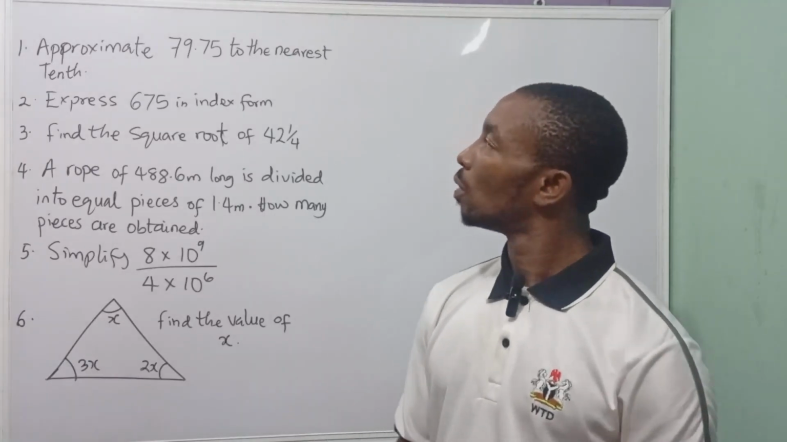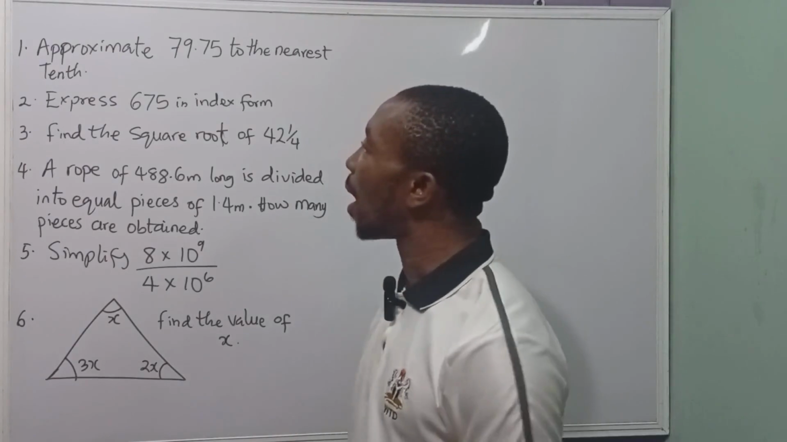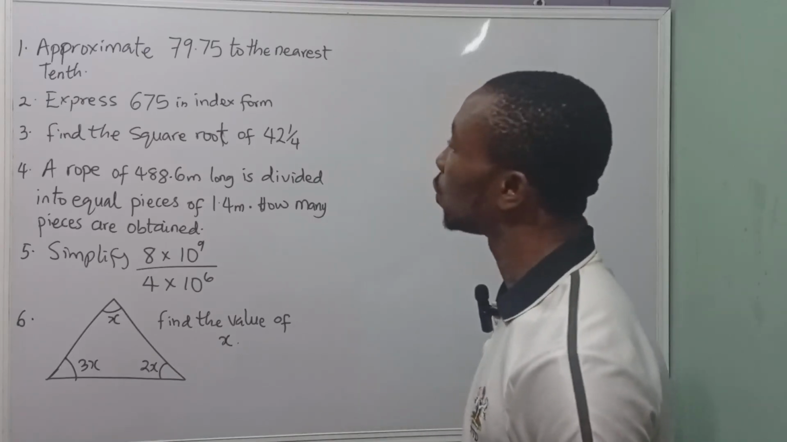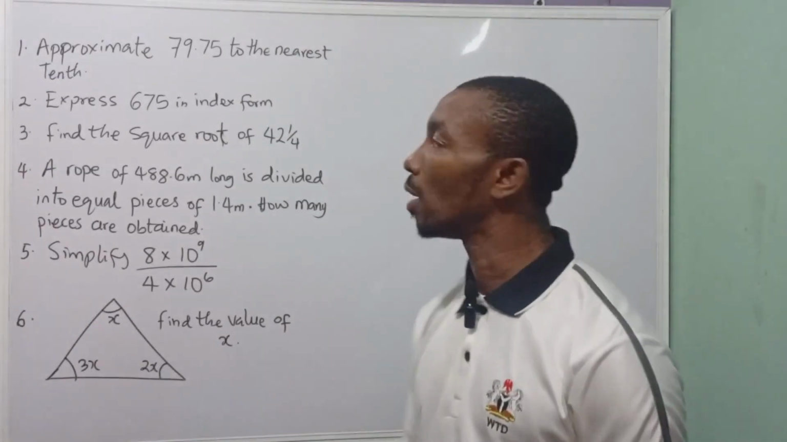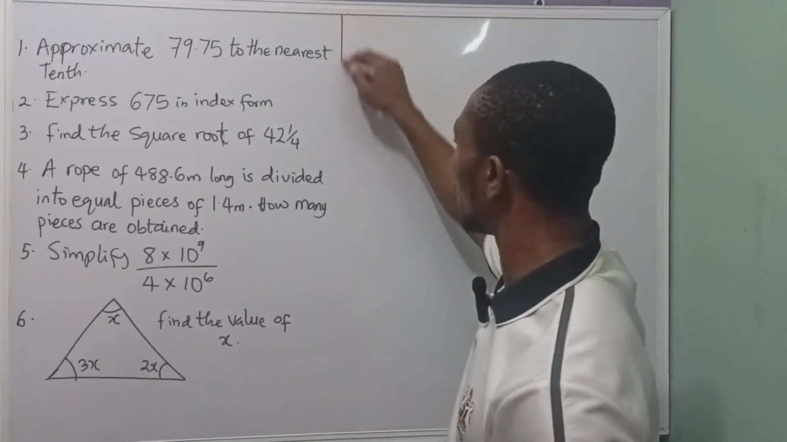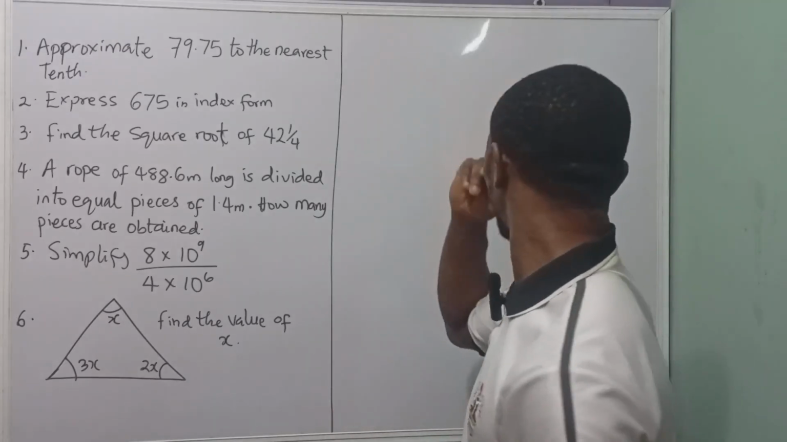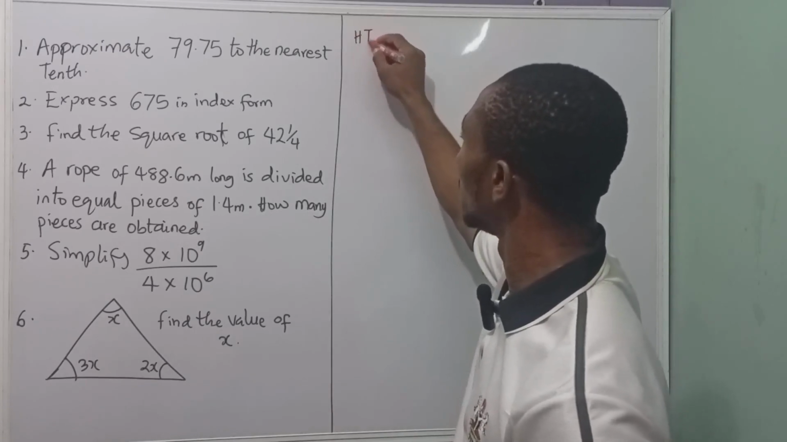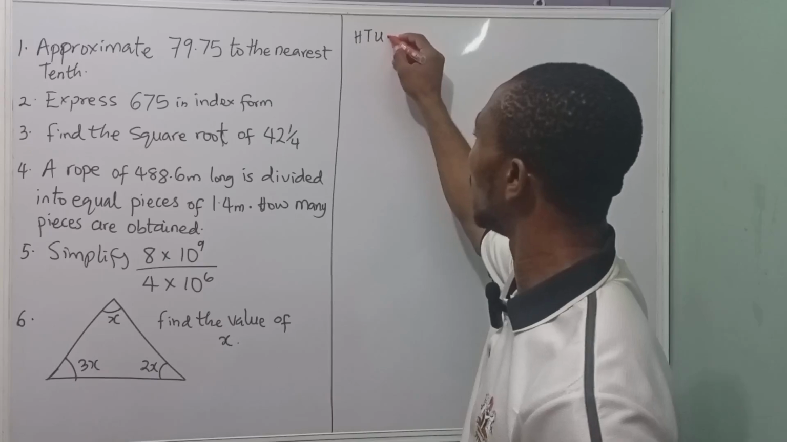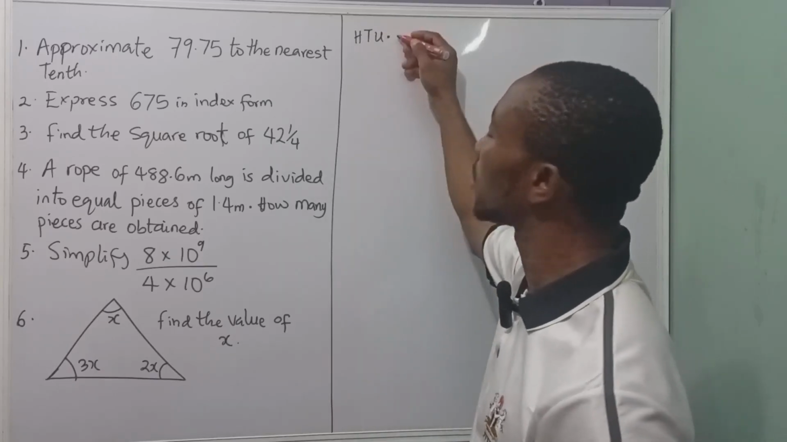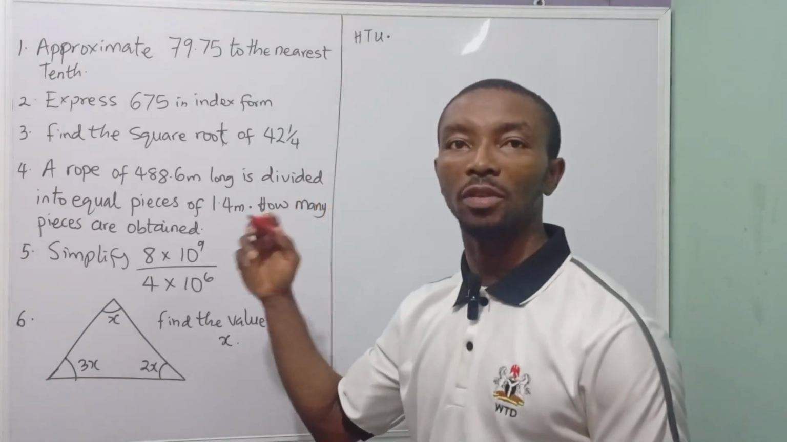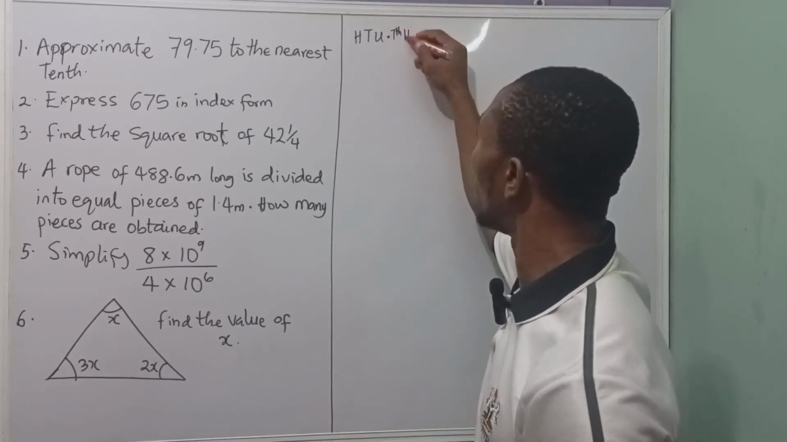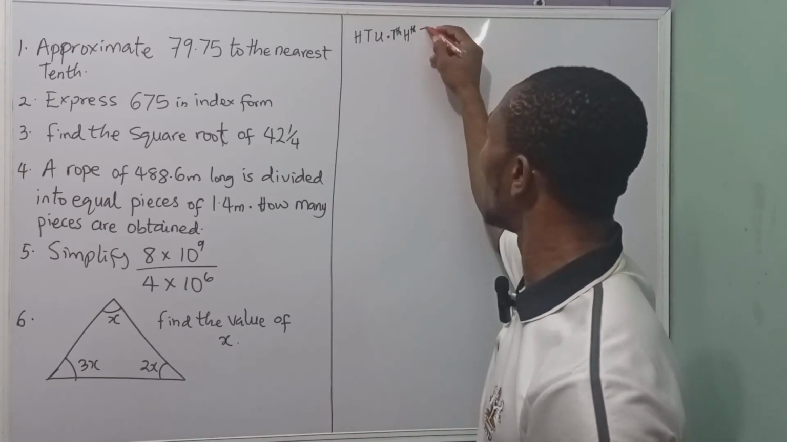Alright, now our first question says approximate 79.75 to the nearest tenth. If we talk about the nearest tenth, and we look at our decimal number, we have hundreds, tens, units, then our decimal point. The first digit that comes after our decimal point is the tenth. Before that, we have our hundreds, then thousands.